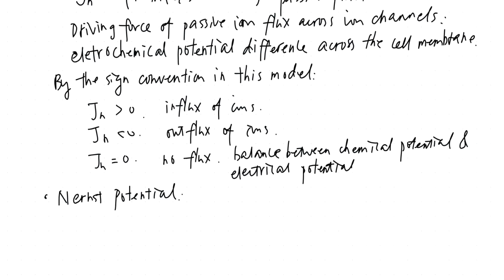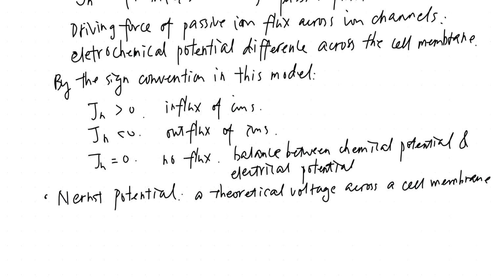So this is, let me rewrite it. This is the theoretical voltage across a cell membrane at which there is no net movement of a particular ion species.